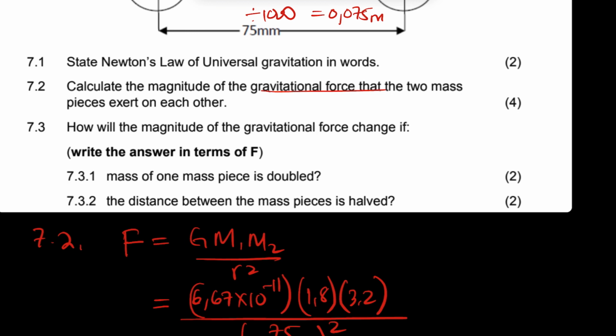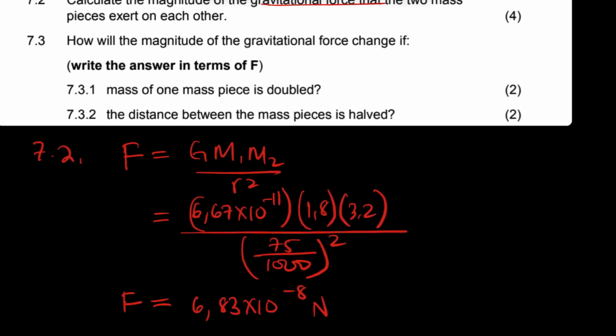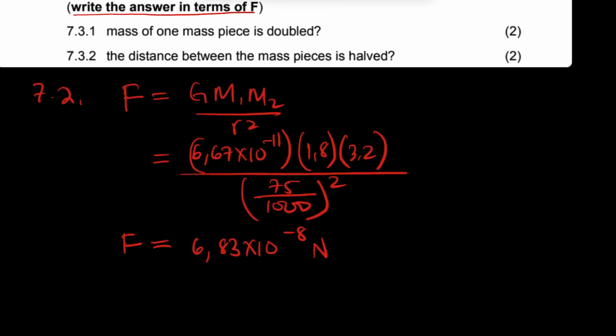I hope that makes sense. Let's go to the next question. It says 7.3, how will the magnitude of the gravitational force change? Write the answer in terms of F.